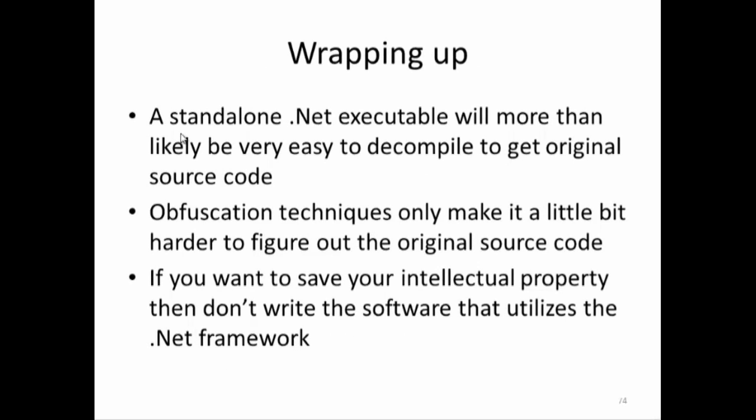So wrapping up, a standalone .NET executable will more than likely be very easy to decompile and get the original source code. I'm talking about obfuscation, but obfuscation is typically not used in applications. And obfuscation techniques only make it a little bit harder to figure out the original source code, right? But with tools like Reflexil and just reviewing constructs, you can easily decipher what the original functionality of the application was. So if you want to save your intellectual property, if you want to save all those hard nights and days coding, then don't write your software in .NET for your standalone executables.